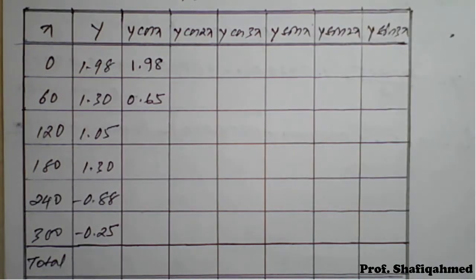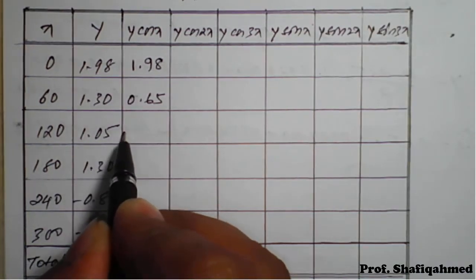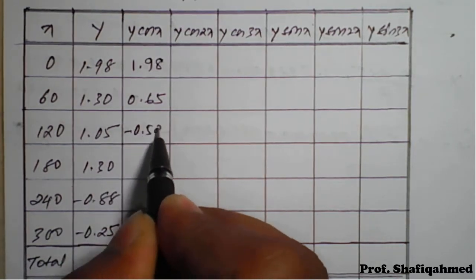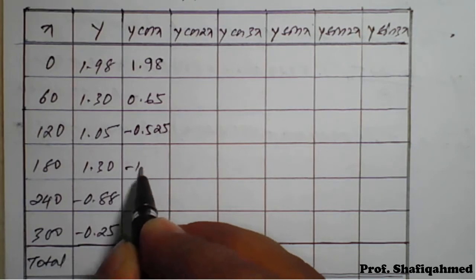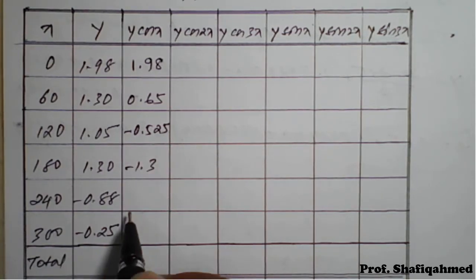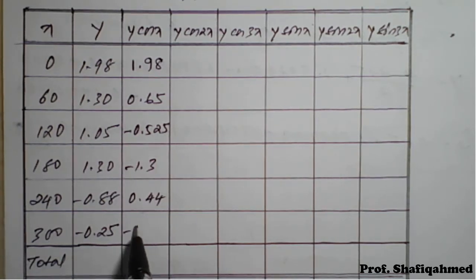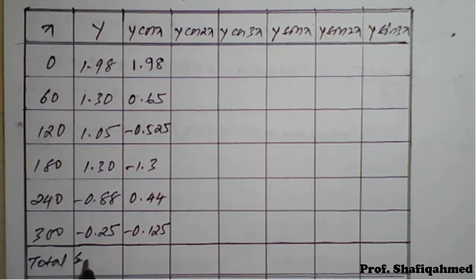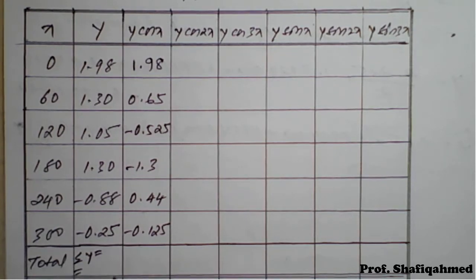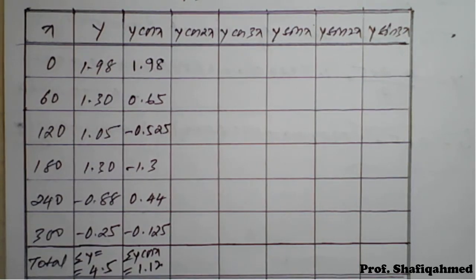So the values are here. After 0.65, it will be minus 0.525. Next value is minus 1.3. Next value on calculation is 0.44. Then minus 0.125. So here we need to calculate summation y. Summation y is 4.5. Next we need to calculate summation y cos x, and we'll get 1.12. We'll get what here? 1.12.